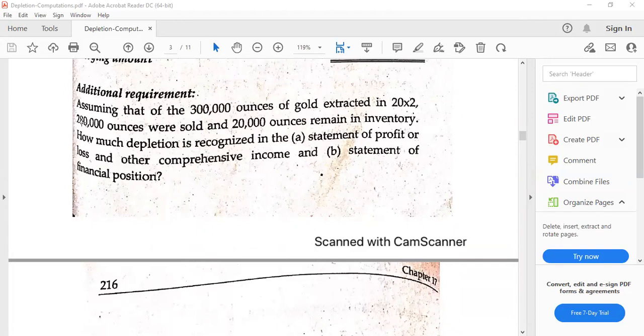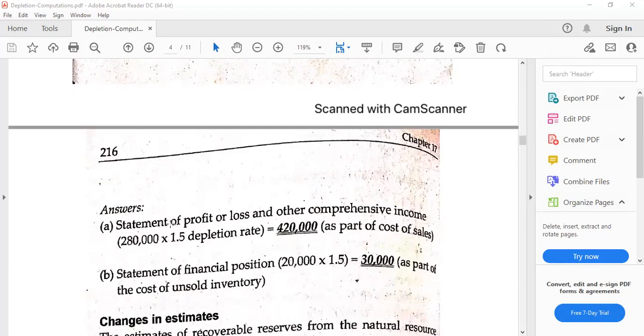So to do that, simply multiply our number of ounces or units of gold that were sold as part of cost of sales, and the unsold will be part of inventory. So 280,000 and 20,000 times 1.5 pesos per unit, respectively. So cost of sales and inventory.